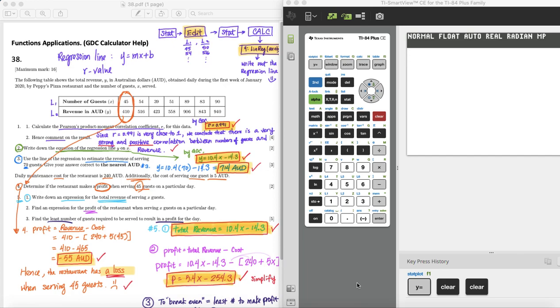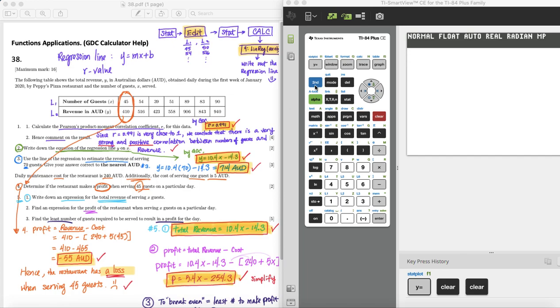In this video, we're going to talk about the statistics application on our fancy calculator to get the Pearson's product moment correlation coefficient R and also to come up with the regression line equation. So I want to make sure the coefficient R value is showing on our screen.